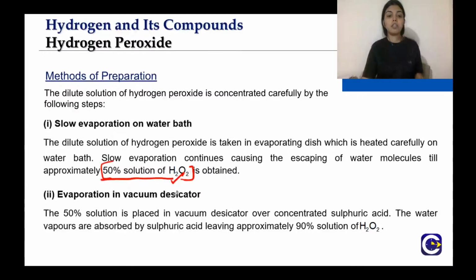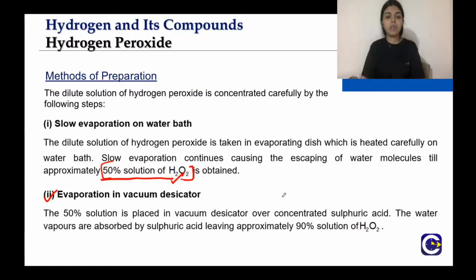Okay. So evaporation in vacuum desiccator. So what is a desiccator? It is made up of glass actually, right? And a dehydrating agent is added there. What is a dehydrating agent? That means the agent which is used to remove water.